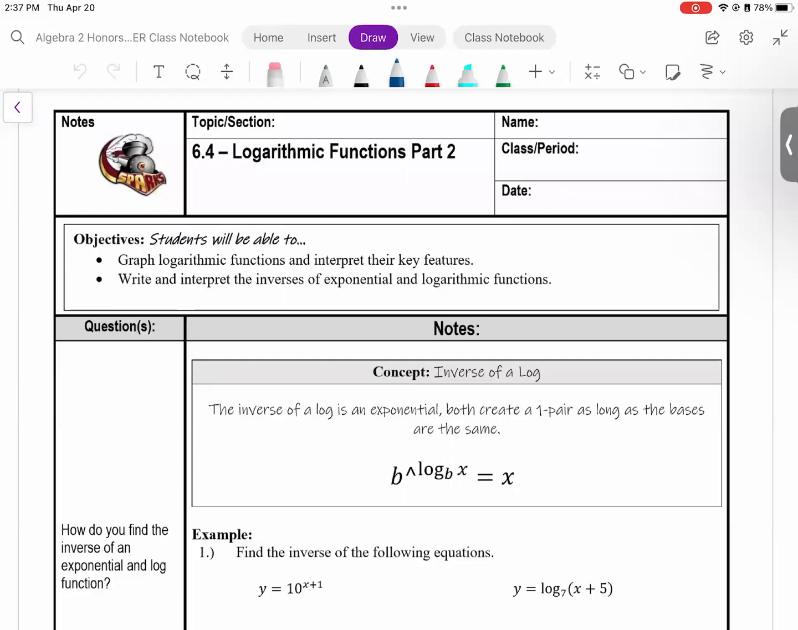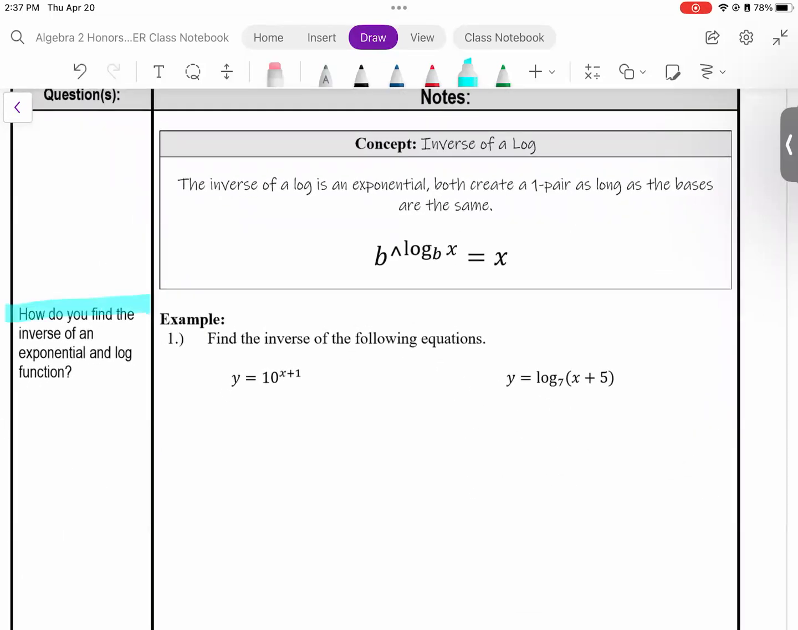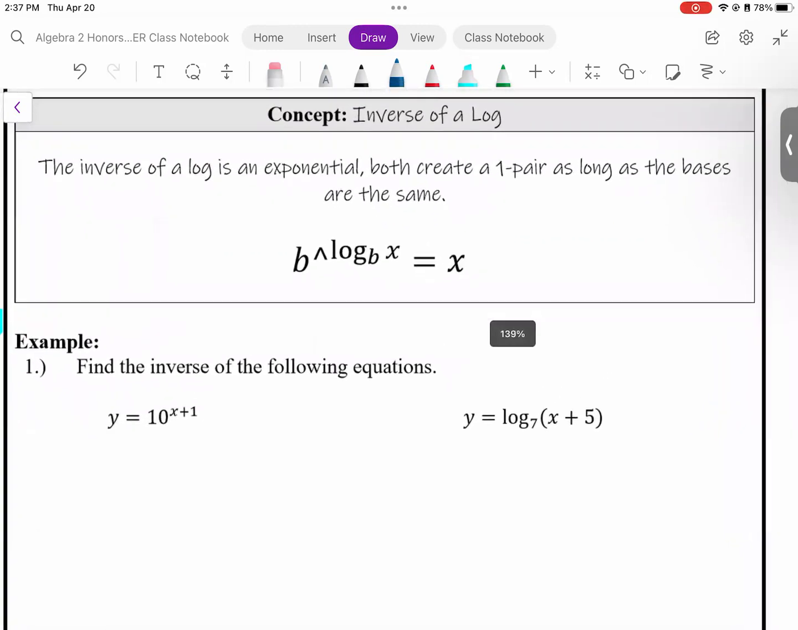All right, so let's go ahead and get started. Today, we're going to go over 6.4 logarithmic functions part 2. Specifically, we're going to be answering the question, how do you find the inverse of an exponential and log function algebraically? So the concept that you need to understand to be able to answer that question is this one.